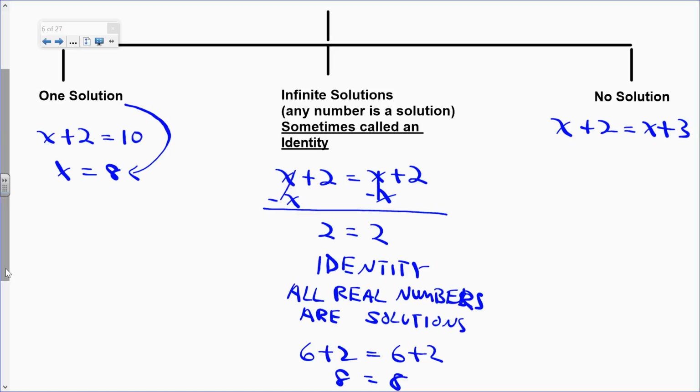Here's what I'm talking about. Check this out. Let's try to get x by itself. Let's see. x is on both sides. I'm going to subtract x from both sides. Let's see.